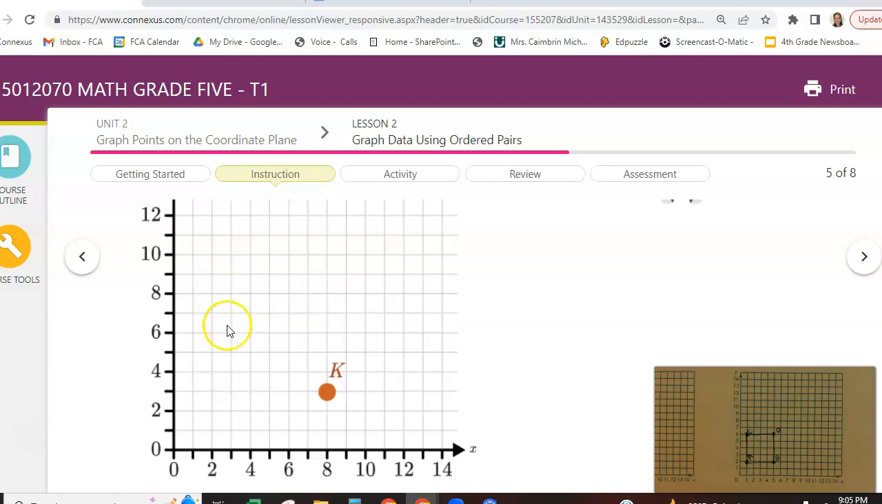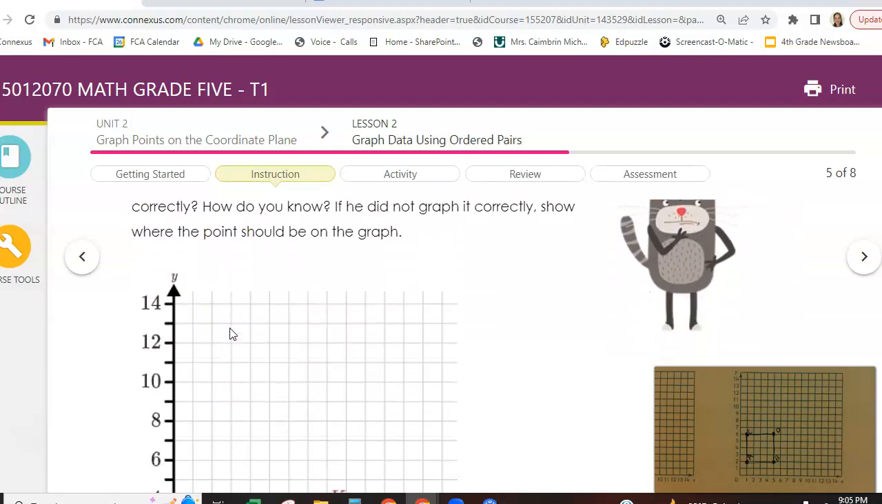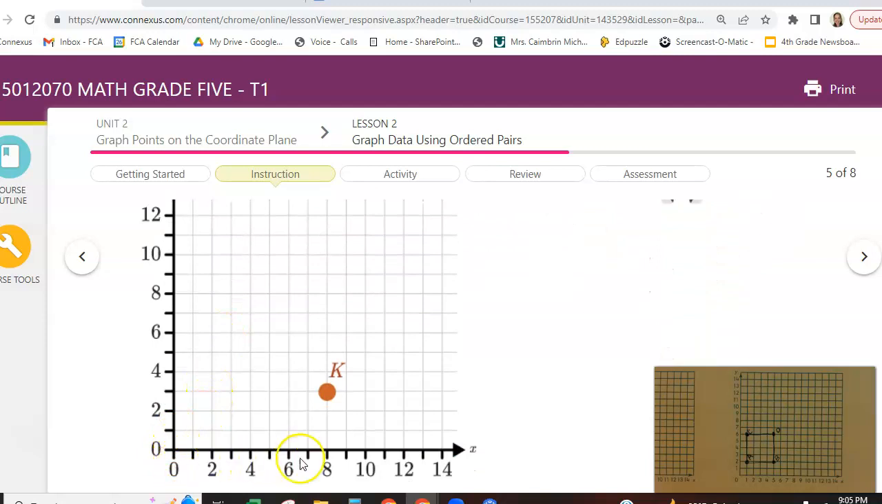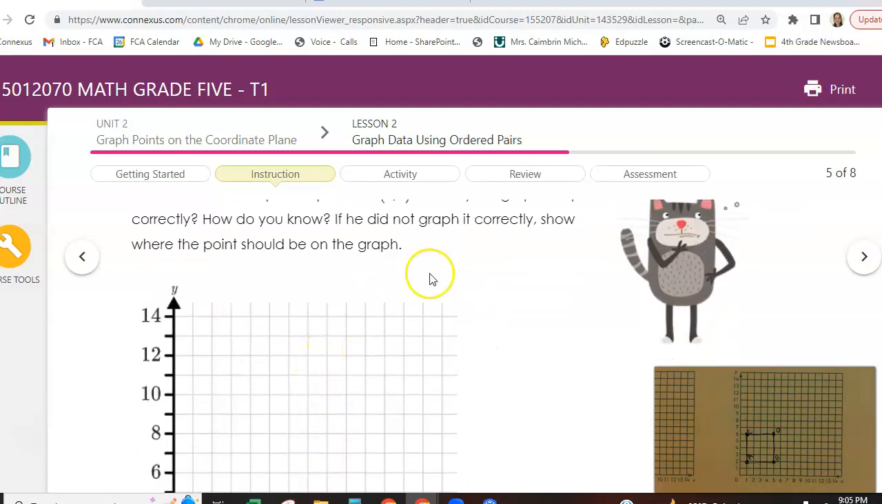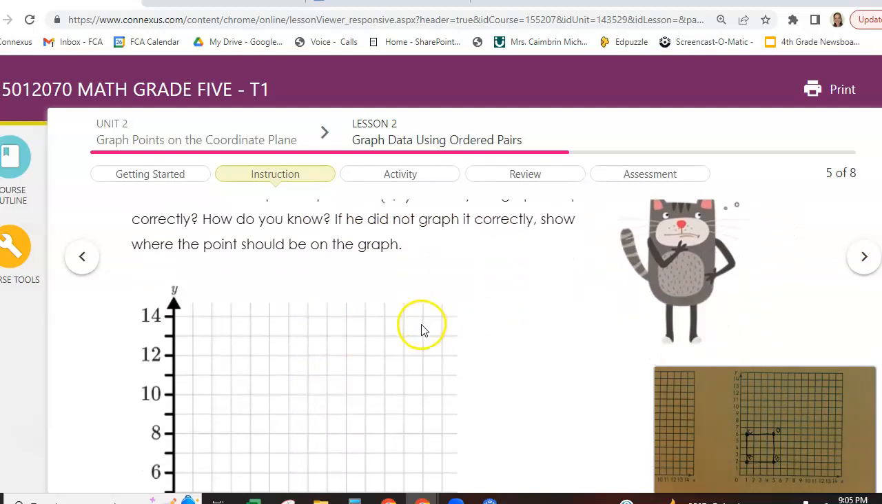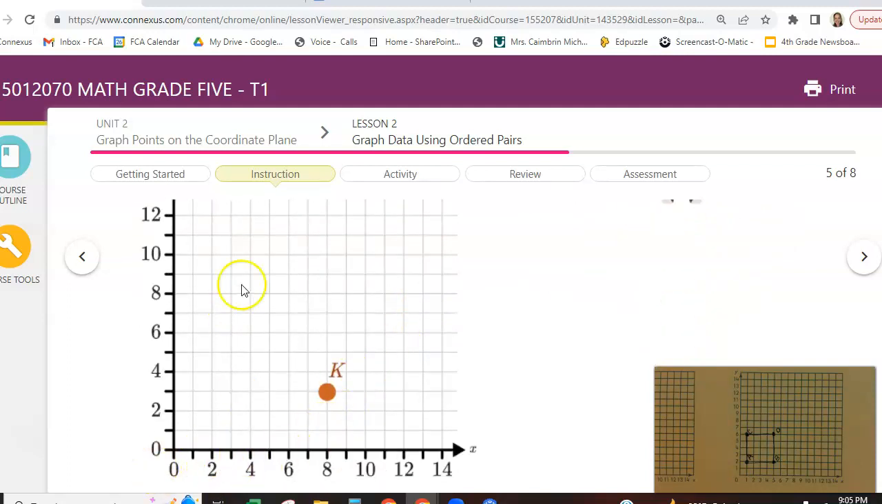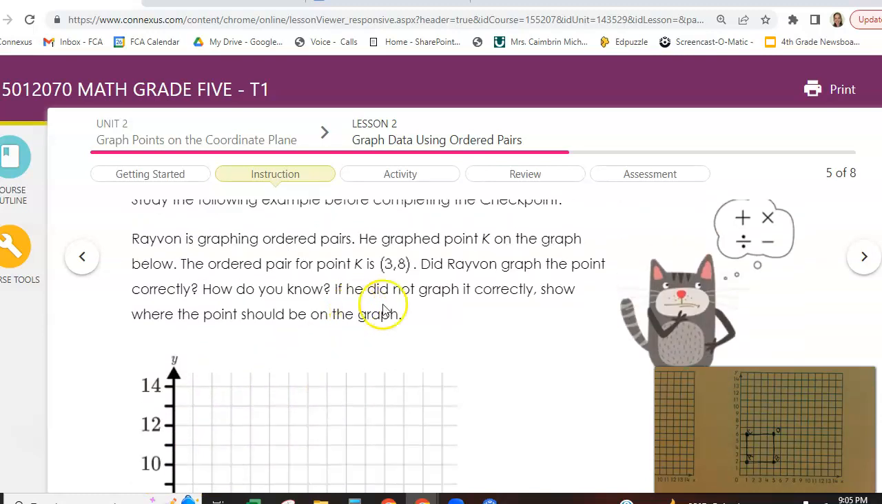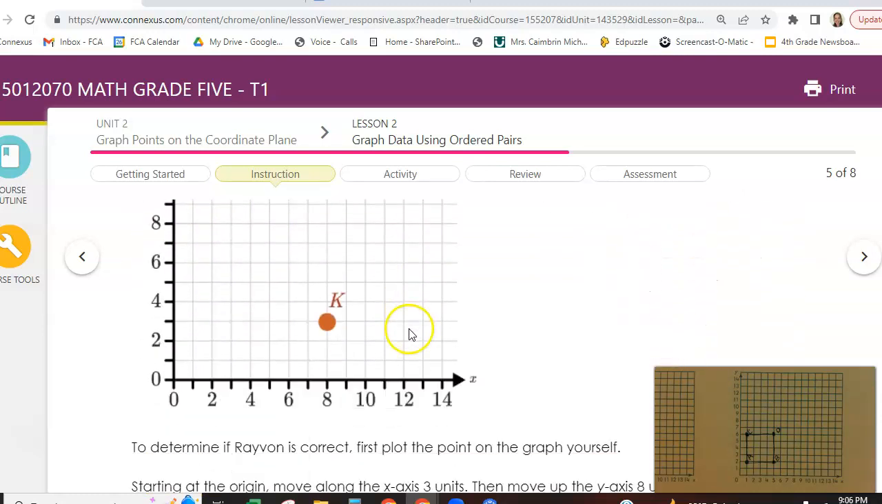But if you look at it, we can kind of see what he did wrong. It looks like he went over 8 and then up 3. So he put them on the wrong spot because he did Y first instead of X first. So did he do it correctly? No. How do you know? Because I'm looking and the dot isn't in the right spot, right? I know because it's not where it belongs. What did he do wrong? He did Y before X. You always have to remember X before Y, just like in the alphabet.